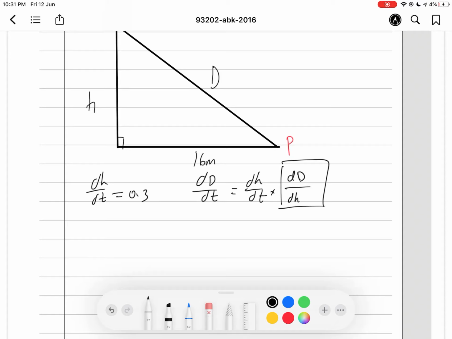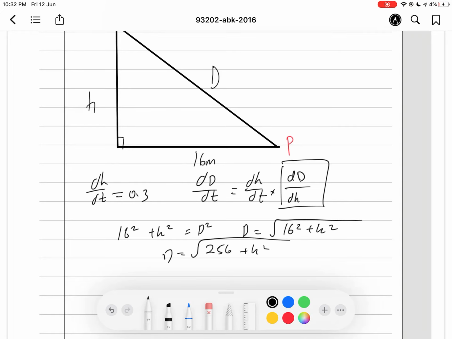Now we need to find an equation that has only d and h in it, okay? That automatically stands out: we can use Pythagoras, very easily. 16 squared plus h squared equals d squared, okay? Therefore, d equals the square root of 16 squared plus h squared. Therefore, d equals the square root of 256 plus h squared, okay?